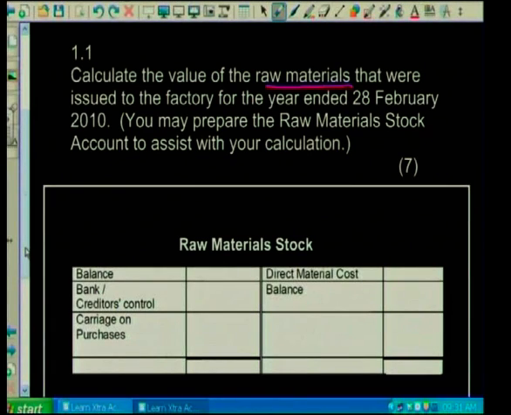Right, your raw material stock account, go back to basics. Stock is obviously an asset to the business. On the debit side, we all know our assets increase. On the credit side, our assets decrease. All assets obviously have an opening balance at the beginning of the year or the beginning of the month. We are looking at the beginning of the year.